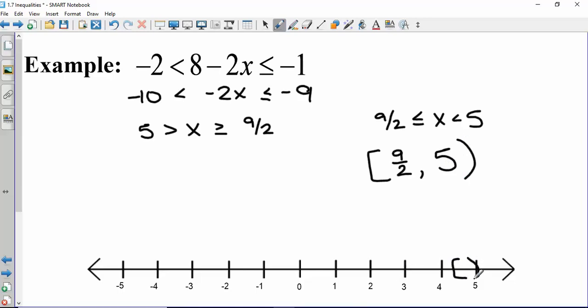I'm just graphing things between 4.5 and 5. Why do you flip it around again? When you do these compound inequalities, we always want small to large. So since 9/2 is smaller, when you flip the 9/2 and the 5, you flip your inequalities as well. Any questions there?